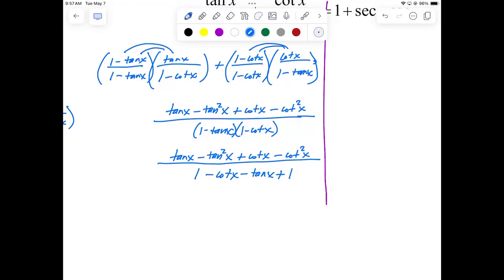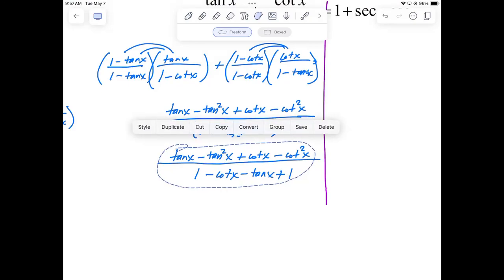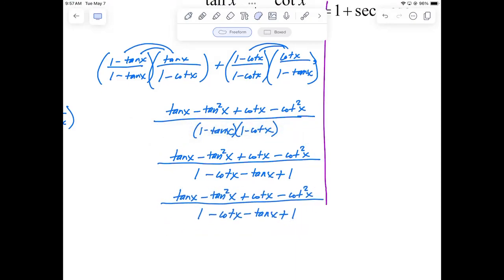Ooh, I see something else I can do in the denominator. So let me copy this, paste it. What's 1 plus 1? 2. I can call that 2. Yeah, buddy. I'm cruising now.